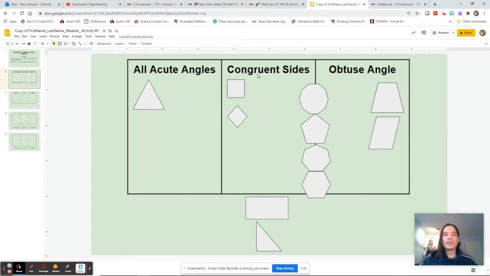This would be even clearer if it said all congruent sides. Like this, there are four congruent sides. Like this, there are four congruent sides. But on this, we have one set of congruent sides, two sets of congruent sides, but they're not all congruent. Same thing over here. This line over here is longer than these two over here, so they're not all congruent.